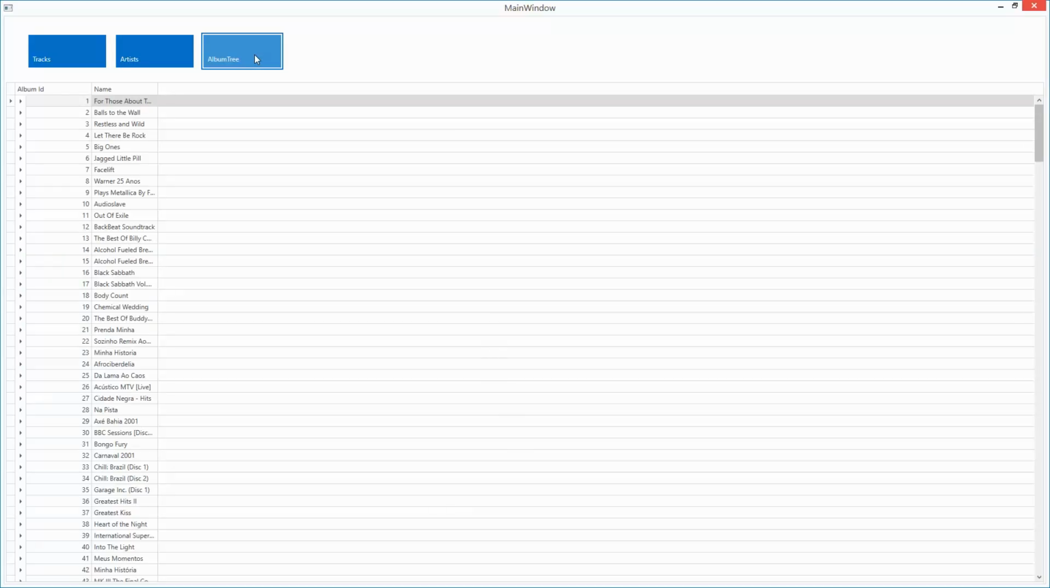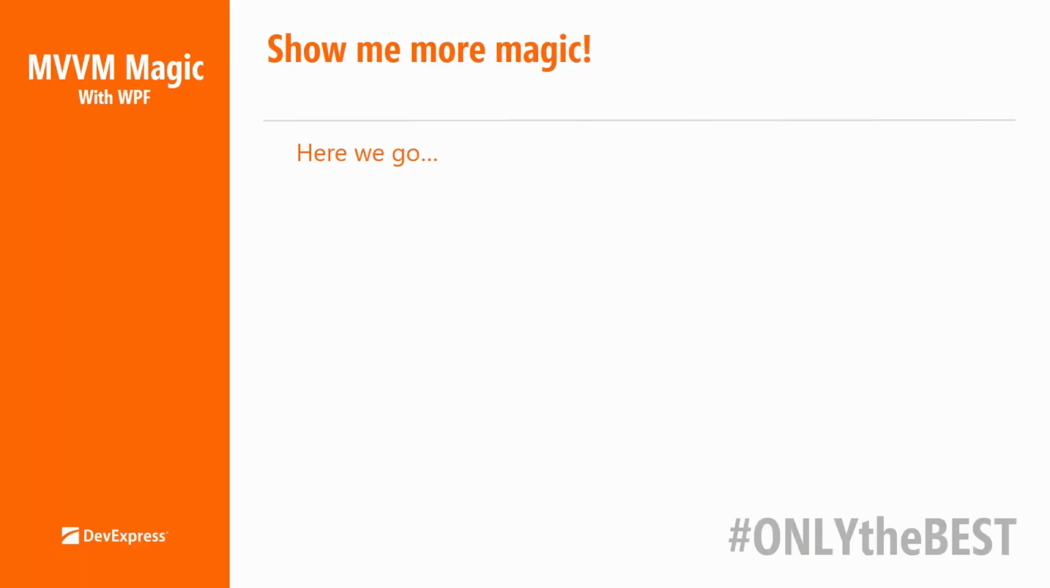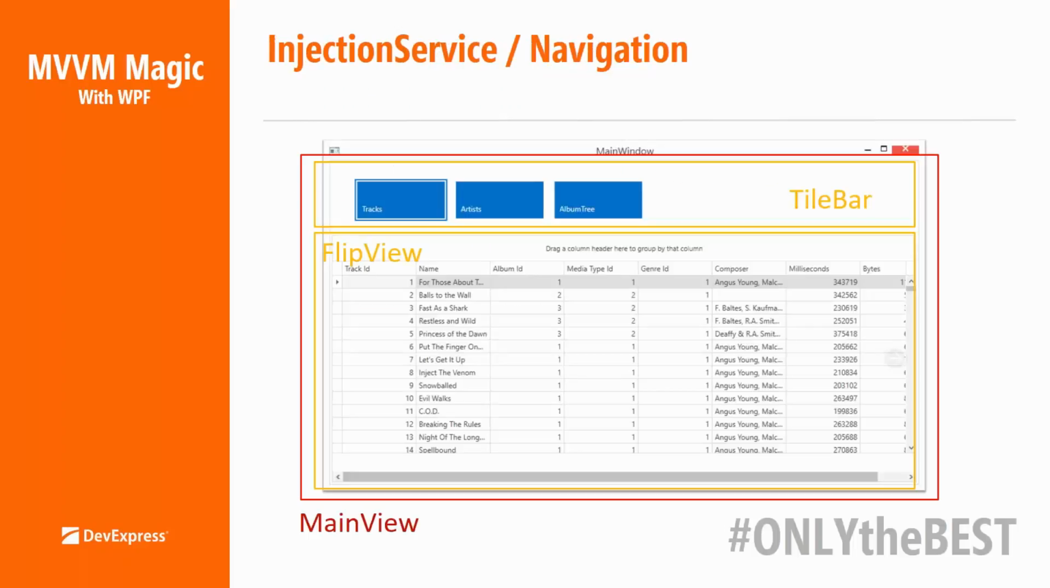And here we are again. So this is what we're going to build, and we're going to use the view injection service for that. So how does that work? Well, let me show you another slide so you'll have an impression of what we're going to do.